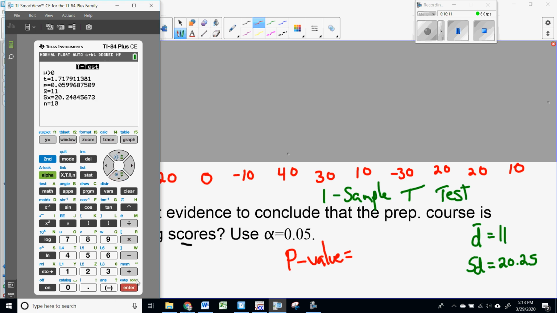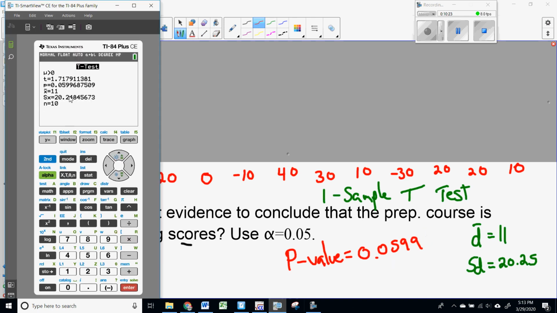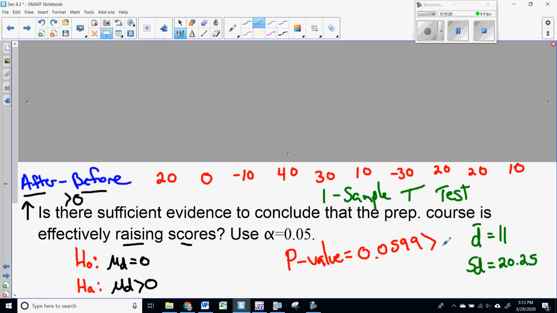And we get our p-value to be 0.0599, which is greater than our alpha. So we fail to reject.